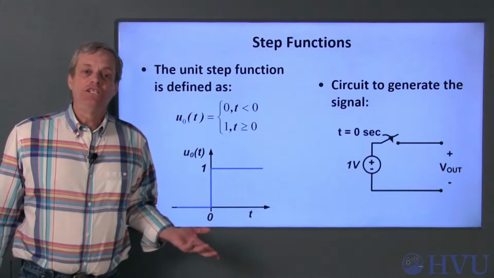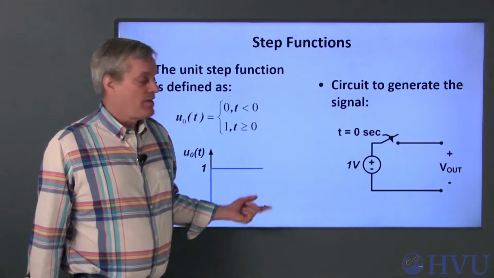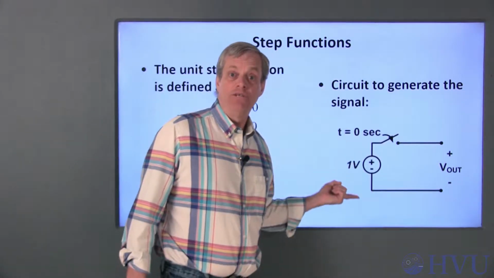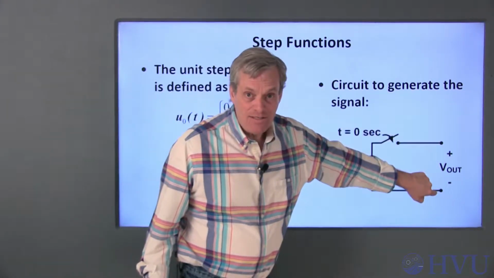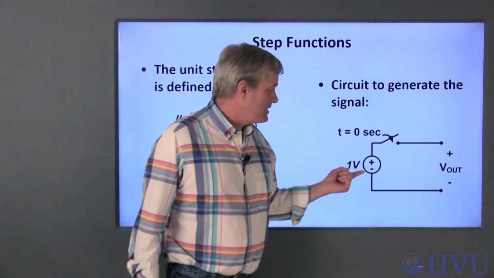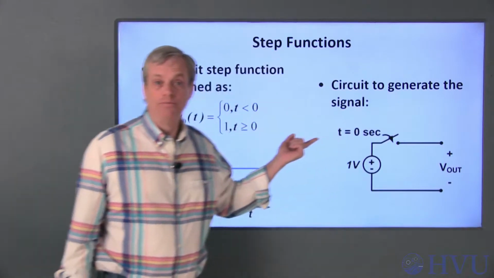I can physically generate a unit step function with a 1-volt source and a switch that closes at time t equals 0, as shown here. The voltage at these terminals changes from 0 to 1 volt instantaneously at time t equals 0.